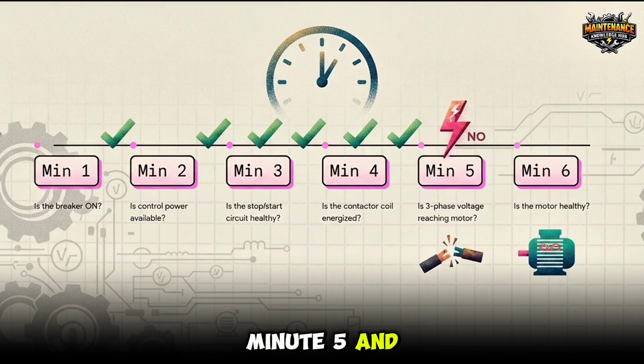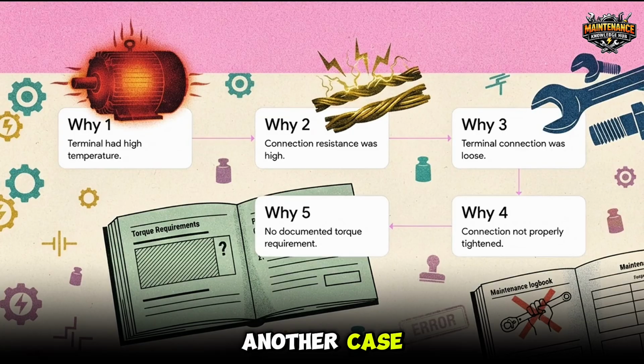If you reach minute 5 and the voltage is missing, you stop right there. You now know for an absolute fact the problem is completely isolated to the cables, the terminals, the contacts, or the protection devices right before the motor. Let's look at another case. This time, a motor trips during operation.